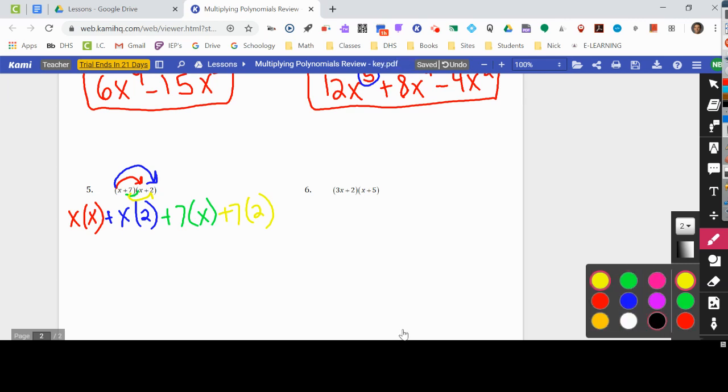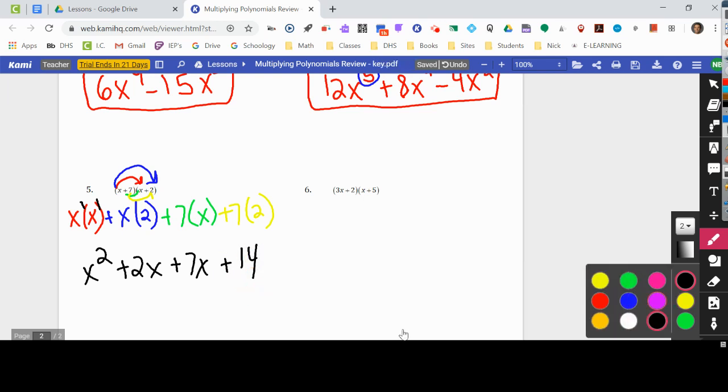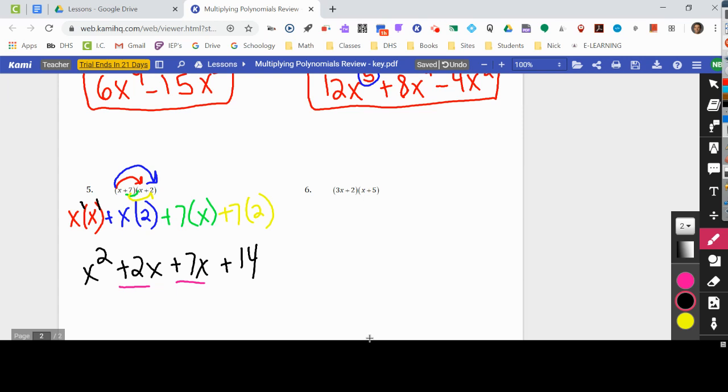Now we are ready to do some simplifying here. This is really x to the first times x to the first, so x to the 1 plus 1, or x to the second power. X times 2 is a positive 2x. 7 times x is a positive 7x. And 7 times 2 is a positive 14. I'm almost done, but not quite yet, because I have to combine some like terms here. So my final simplified solution is going to be x squared plus 9x plus 14.